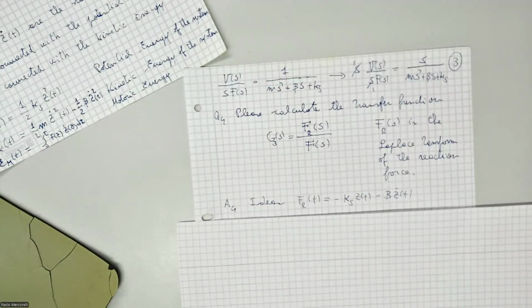Look here. What is the reaction force? In our model, it is exactly the force which characterizes, let me say, the reaction of the material: minus Ks multiplied by Z, minus beta multiplied by Z dot. So it's exactly, in the balance, the force which is opposite to the F of T. I don't know if it's clear what I intend.